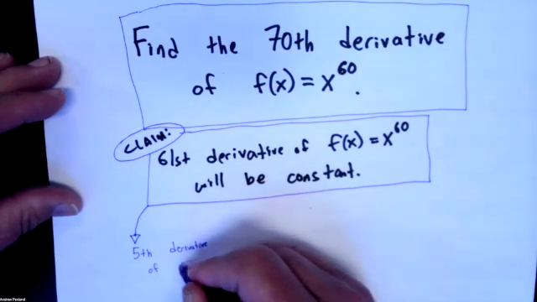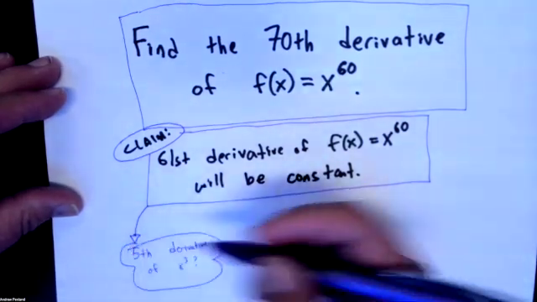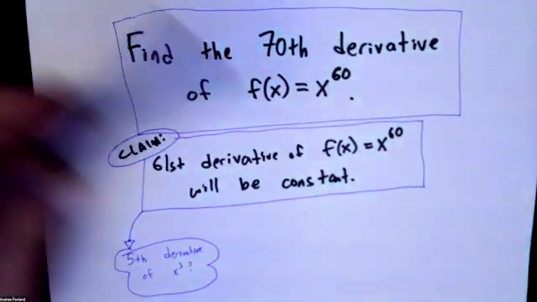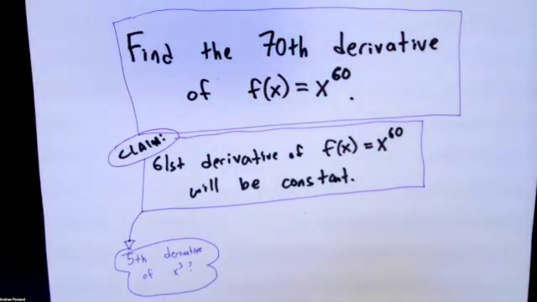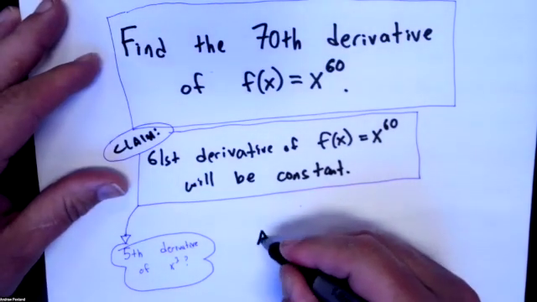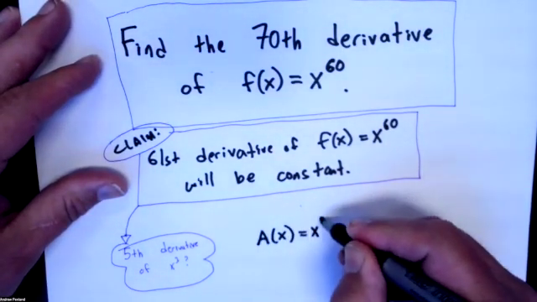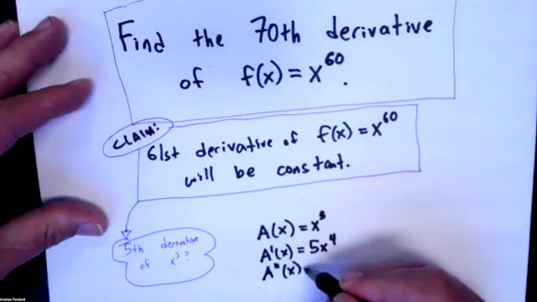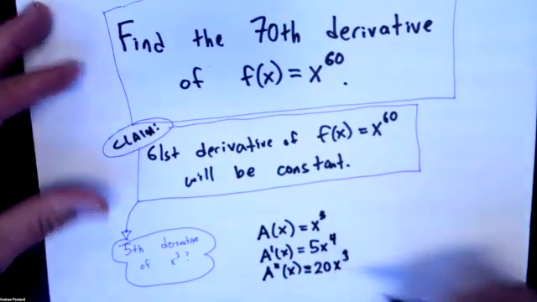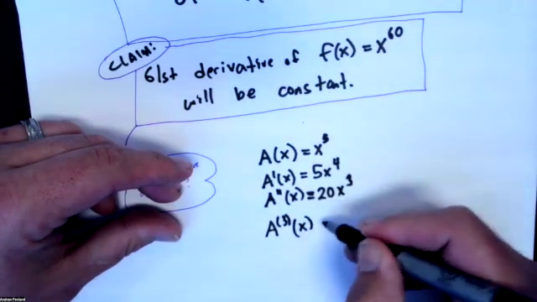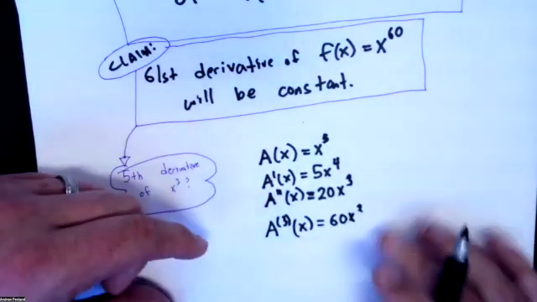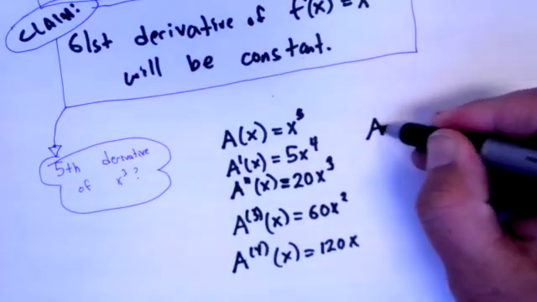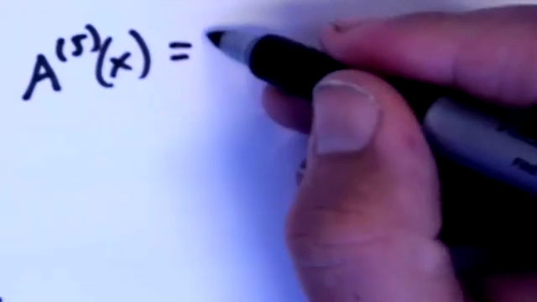To help myself see it, I'm going to back up and do a simpler problem. A of x is x to the 5th. A prime of x is 5x to the 4th. A double prime of x is 20x cubed. The 3rd derivative, a triple prime of x, is 60x squared. The 4th derivative is 120x. So then the 5th derivative of this function will be 120.